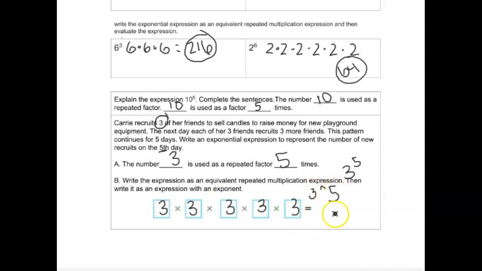And they didn't ask us to solve it, because it says write the expression with an exponent. So this is the answer. They didn't want you to solve it, so you didn't have to type in your calculator. Some of you might have already, though.